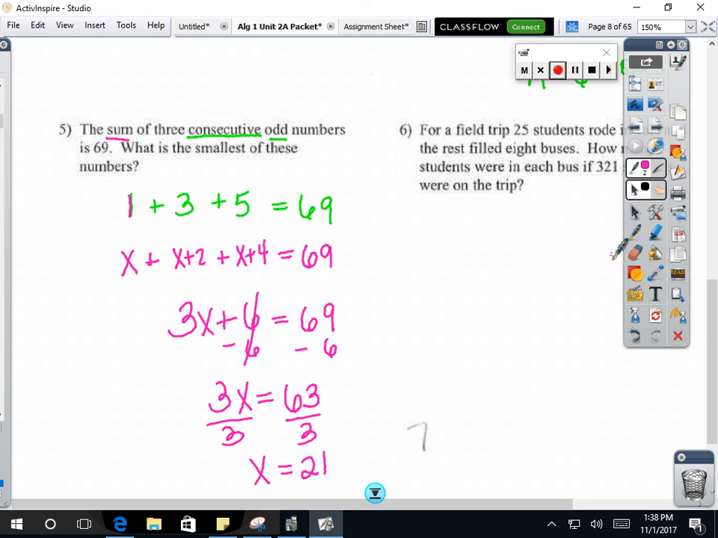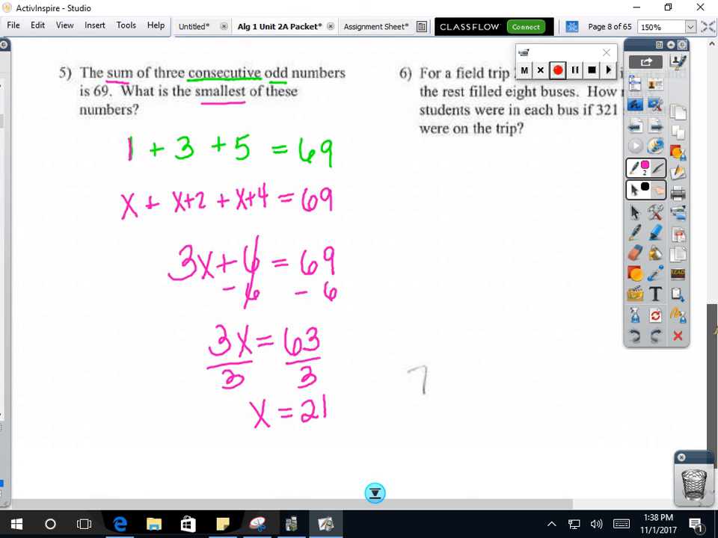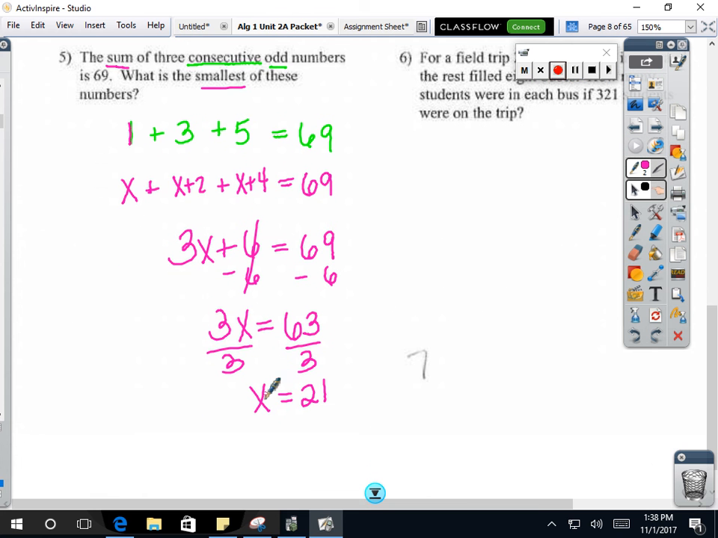Okay, now, they want the smallest of the numbers. Is that the smallest? Yes, because think about it, that's just the regular x, which would have been your smallest number, because your next number is going to be 2 more than that, which would be 23, and then your next number would be 4 more than that, which would be 25. Do those numbers really add up to make 69? Yes, but remember, only 21 is your answer, because they only wanted the smallest number.